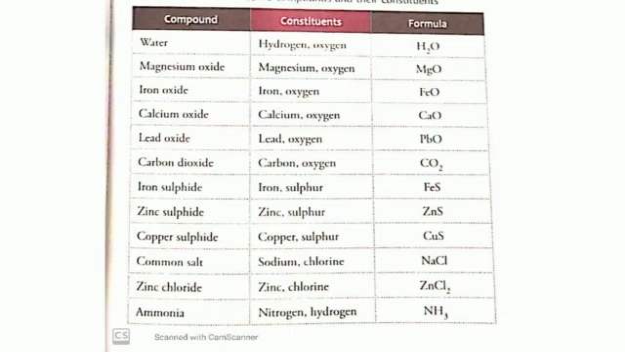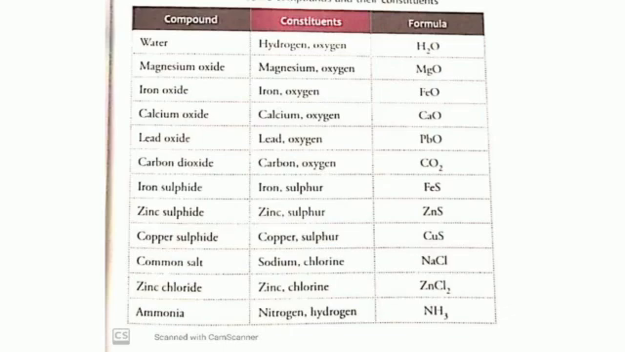So you have one atom of magnesium and one atom of oxygen. Next is iron oxide. Here again you have one atom of iron, that is Fe, and one atom of oxygen. Next is calcium oxide. Here also one atom of calcium, C capital A small. This is calcium. And oxygen. It has only one atom of oxygen.